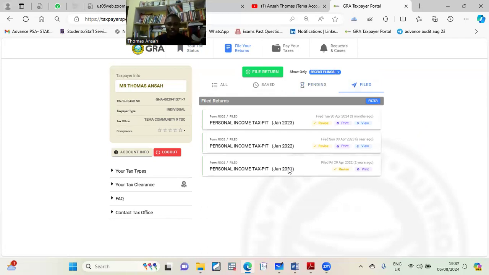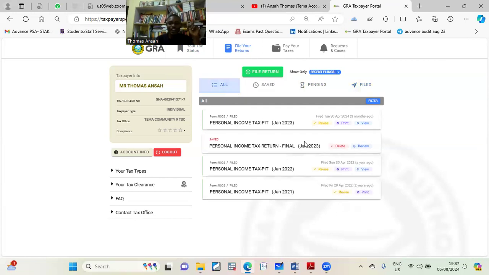You have not done it. This thing started in 2021. You've not done it. Meaning that the day you go and do your 2021, you are in trouble. All the time you didn't do it, it's counting 500 cedis, 10 Ghana cedis, 10 Ghana cedis. It is waiting for you. So you have to look sharp.